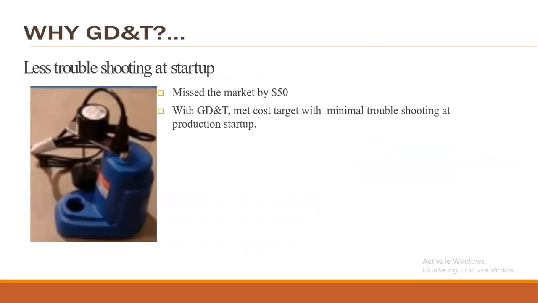Then less troubleshooting at startup. Miss the market by 50%, and with GD&T meet the cost target with minimum troubleshooting at production startup. If you have not assigned the proper dimensions and tolerances to the part, it will increase your production time, and it will increase your cost also. And if you assign the proper GD&T, it will reduce your production cost and rework time.